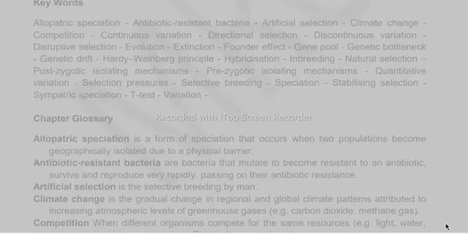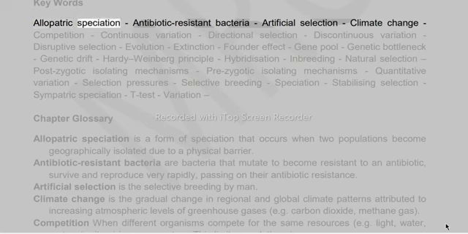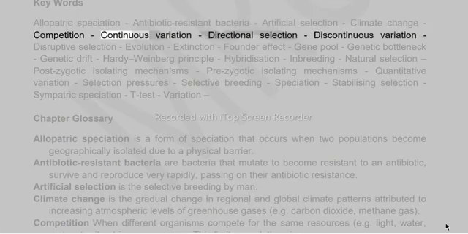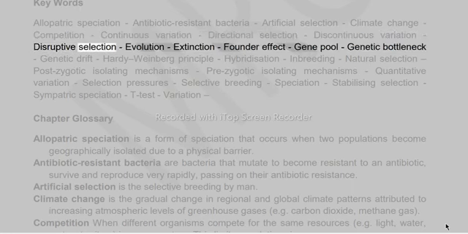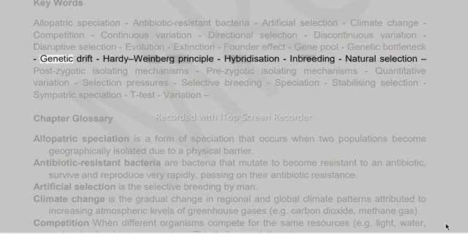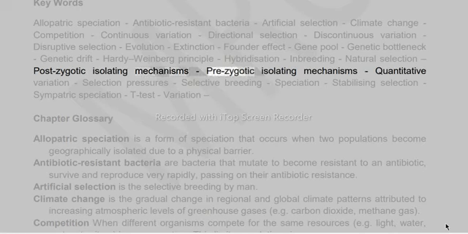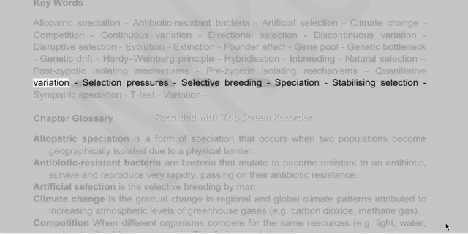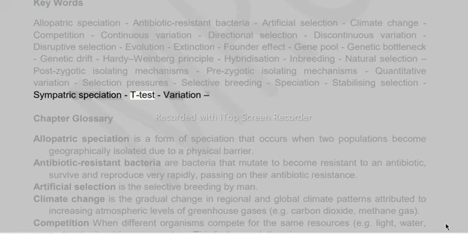Keywords: allopatric speciation, antibiotic-resistant bacteria, artificial selection, climate change, competition, continuous variation, directional selection, discontinuous variation, disruptive selection, evolution, extinction, founder effect, gene pool, genetic bottleneck, genetic drift, Hardy-Weinberg principle, hybridization, inbreeding, natural selection, postzygotic isolating mechanisms, prezygotic isolating mechanisms, quantitative variation, selection pressures, selective breeding, speciation, stabilizing selection, sympatric speciation, t-test, variation.